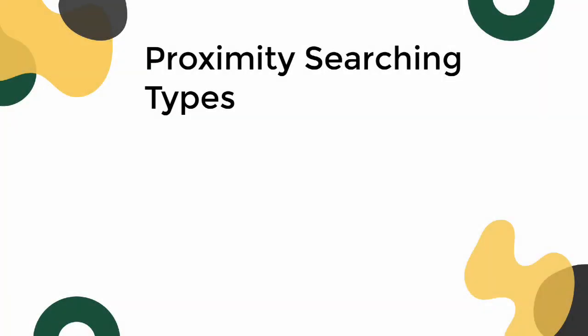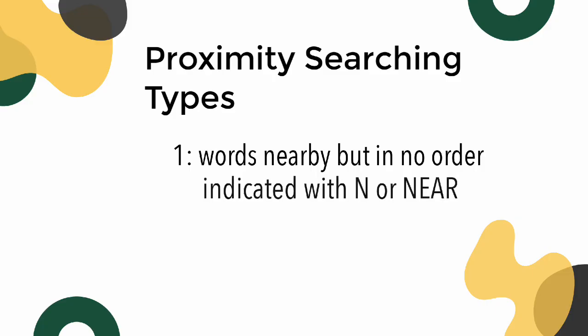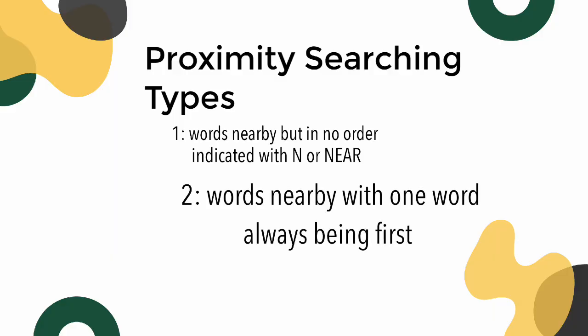Databases that allow proximity searching tend to allow it in two forms. First, a researcher may want the two words to be close by, but in no specific order. This is often indicated with a capital N or the word near in caps. Second, the researcher may care which order the words appear. They want one word to always be first. This is often indicated with a capital W or the word within. This is less common.